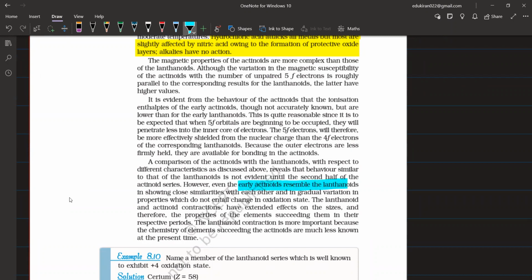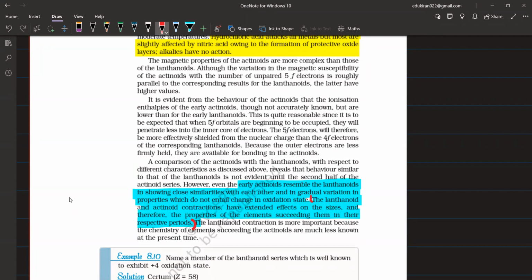Early actinides resemble lanthanides in showing close similarity with each other and in gradual variation in properties, which do not entail changes in oxidation state. The lanthanide and actinide contraction have extended effects on the sizes and therefore the properties of the elements succeeding them in their respective period. ठीक है, तो ये important. This line is important from here. The lanthanide यहाँ तक, ठीक है.